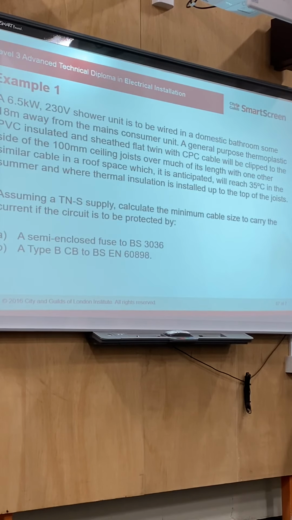There's a massive difference. When it's clipped on top, it might not be in the insulation. But clipped on the side, it's going to be affected by the insulation massively. So we know it's clipped to the side of the joist. It'll be grouped with another cable. It's twin and earth, T and E.